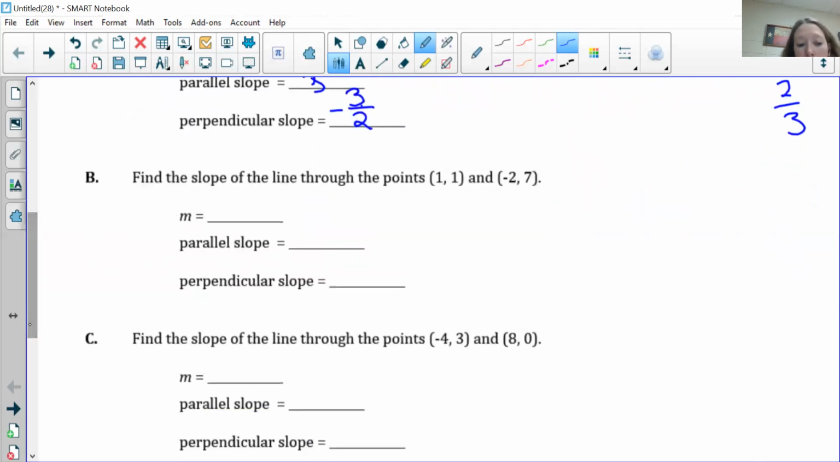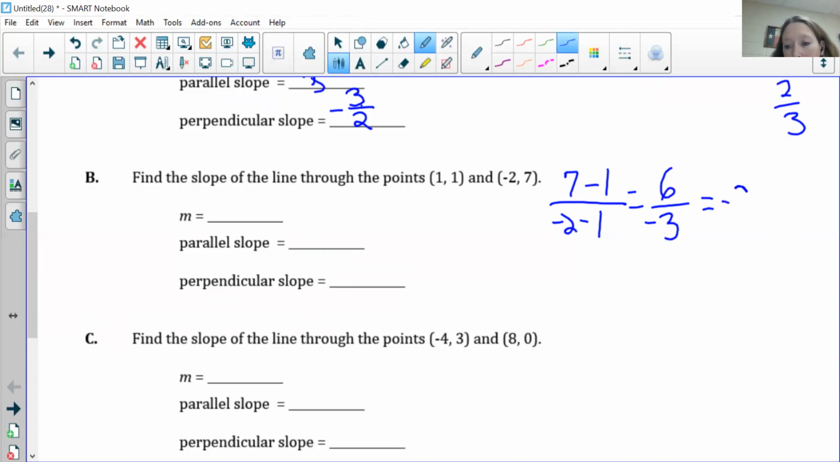Let's find the slope of the line through points (1, 1) and (-2, 7). Once again, y2, 7, minus y1, which is 1, over x2, which is -2, minus x1, which is 1. 7 minus 1 is 6, over -2 minus 1, which is -3. We want to reduce this as far as possible, so 6 divided by -3 is -2. So my slope is -2. My parallel slope, remember parallel slopes are the same, is also -2. And then I want to flip this over and change the sign to make the perpendicular slope. It was negative, so now it's going to be positive. And then flip it over.